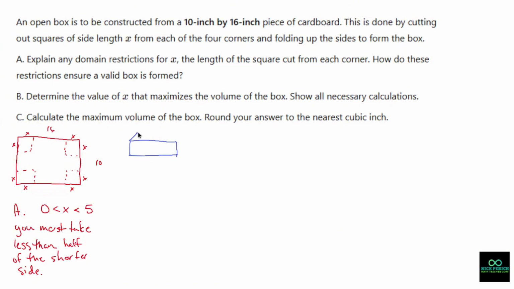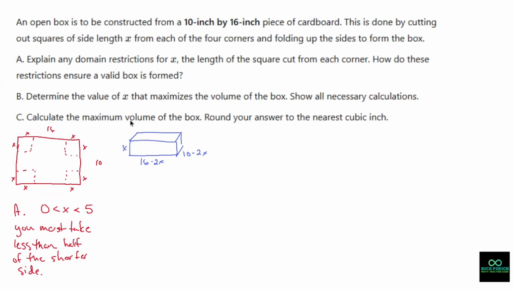You end up with a box, okay? The height of that box is x because you're folding it up. The length of the box is found by taking away 2 of these x's, so 16 minus 2x. And the width of that box is going to be doing the same thing, 10 minus 2x. We just don't know what x is.